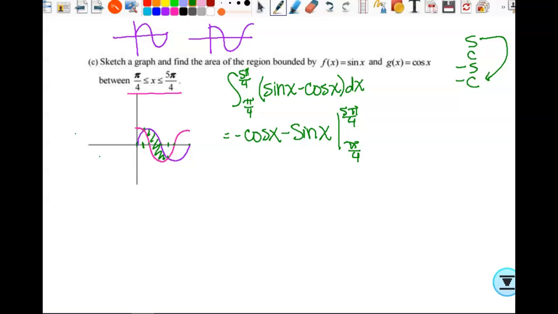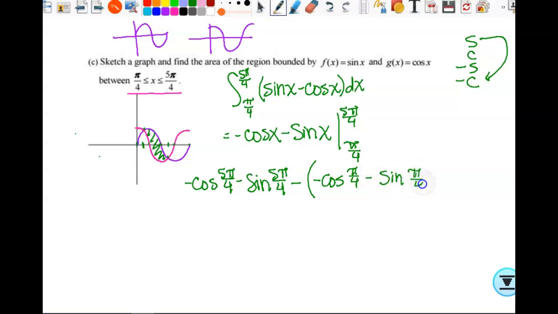So the first thing I'm going to do is just substitute it in. I'm going to get negative cosine of 5 pi fourths minus sine of 5 pi fourths, minus parentheses, negative cosine of pi fourths minus sine of pi fourths.